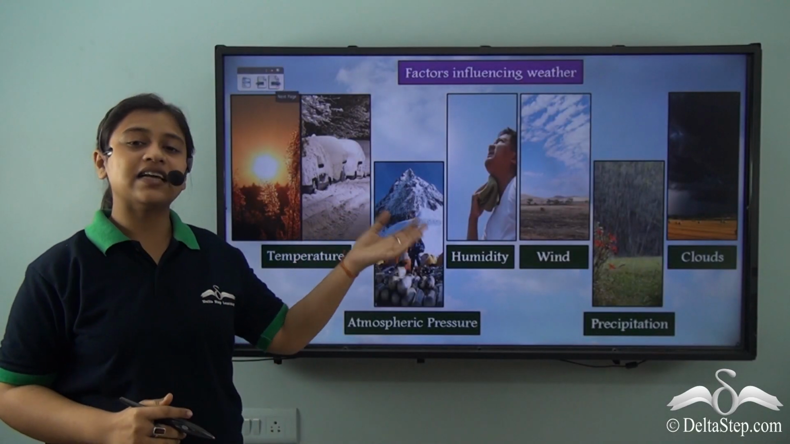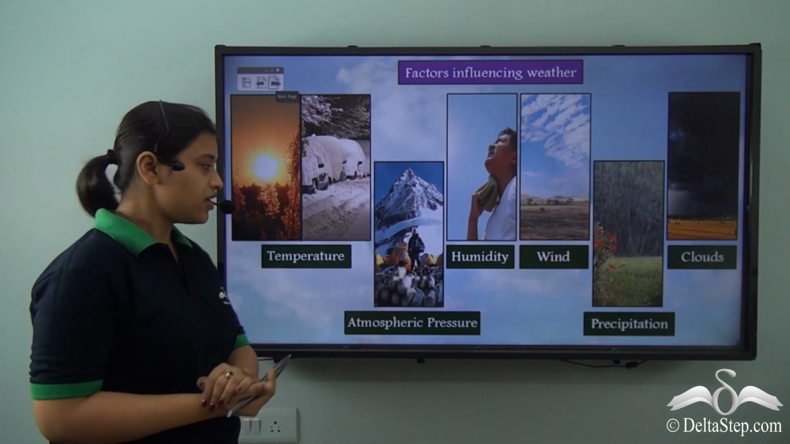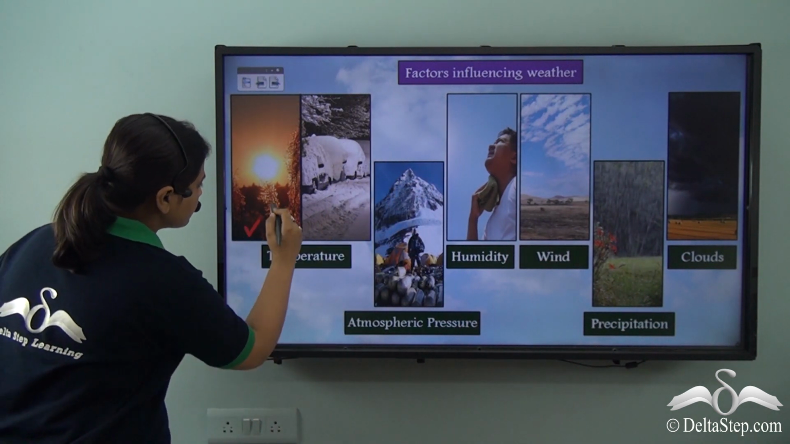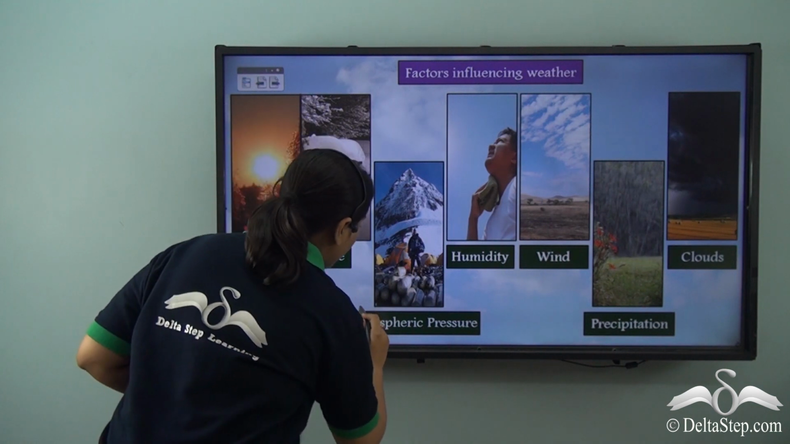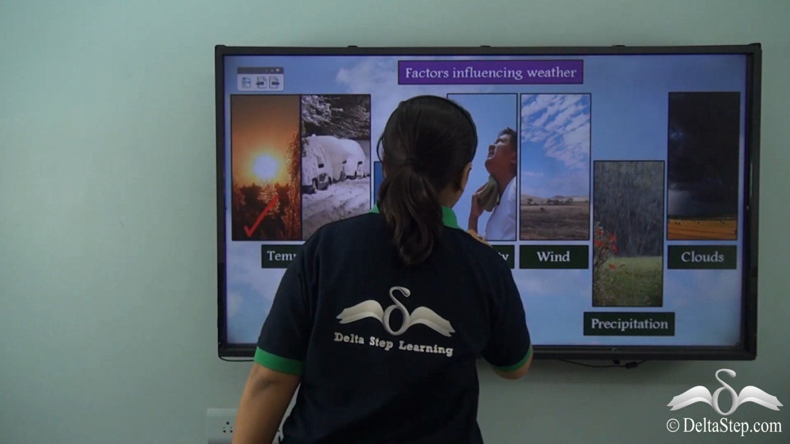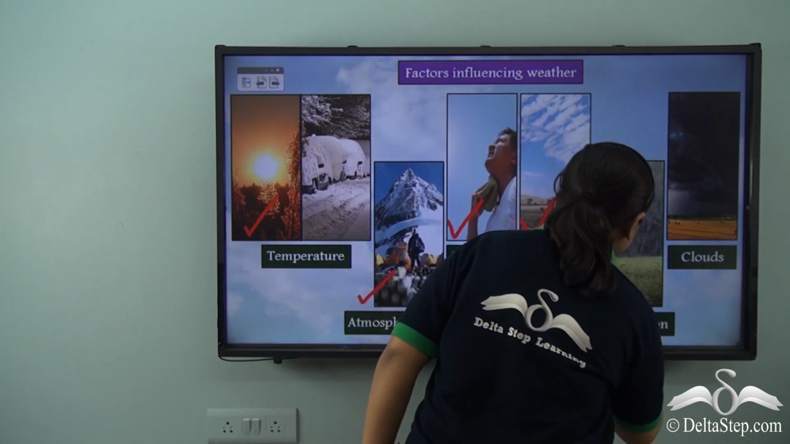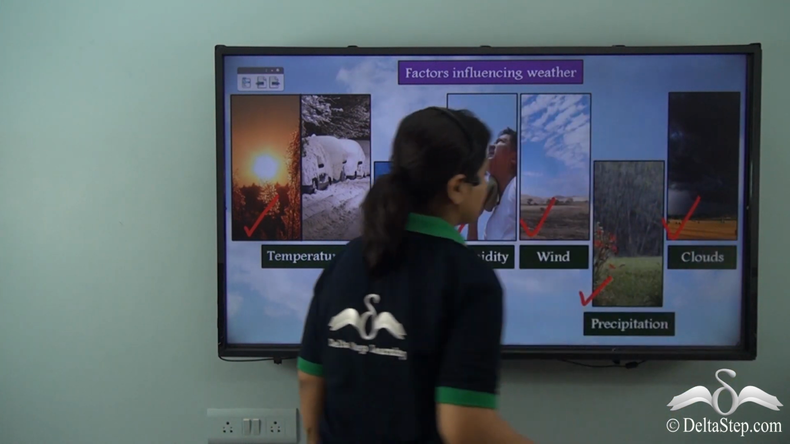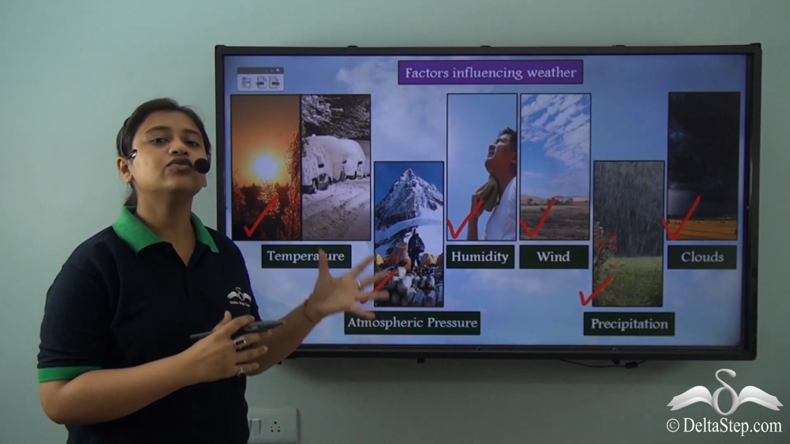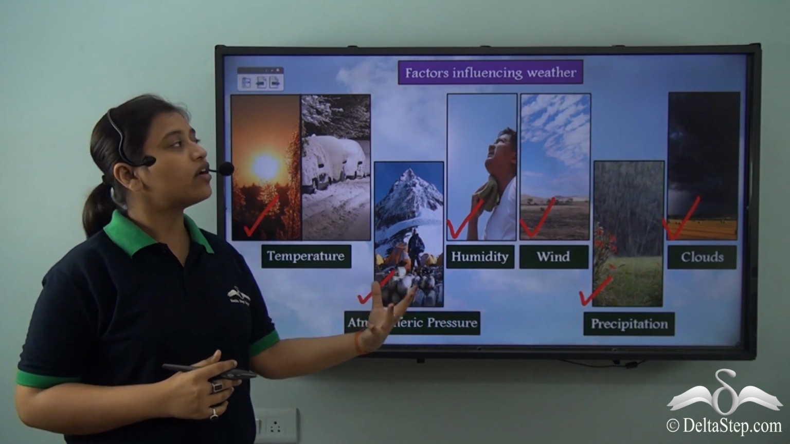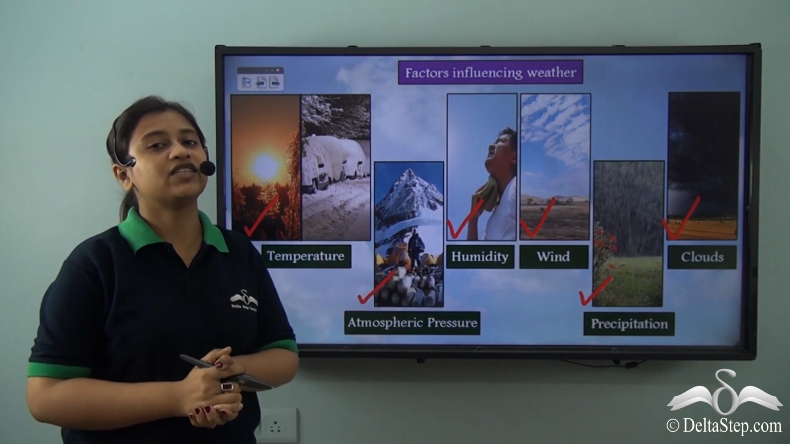So the factors that influence weather are temperature, atmospheric pressure, humidity, wind, precipitation, and clouds. So how each of them influences or affects weather is what we need to understand.